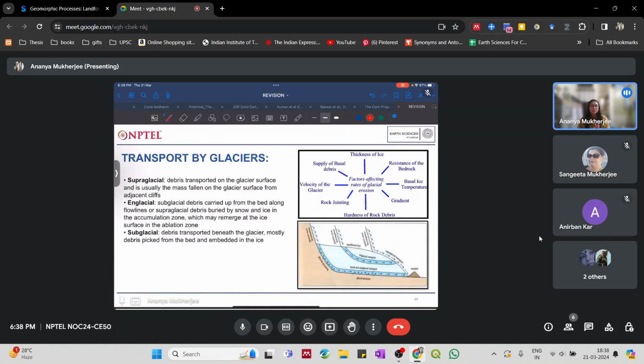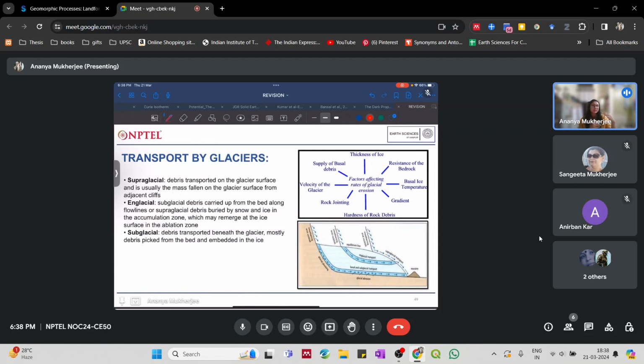Then obviously, some types of debris are carried by the glaciers at different levels or different layers of the glacier.